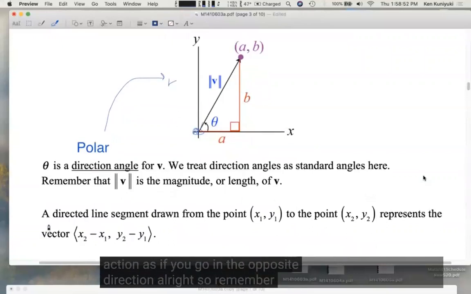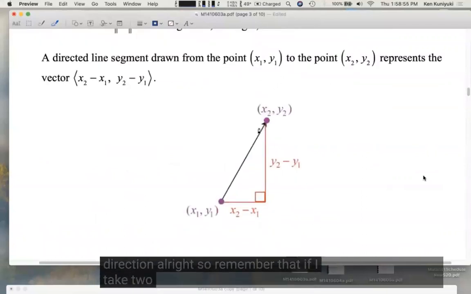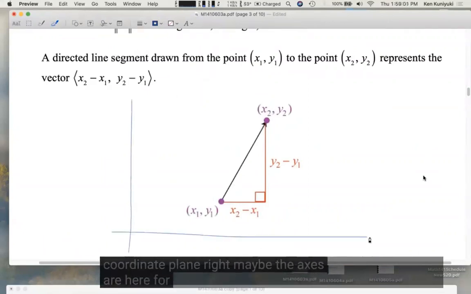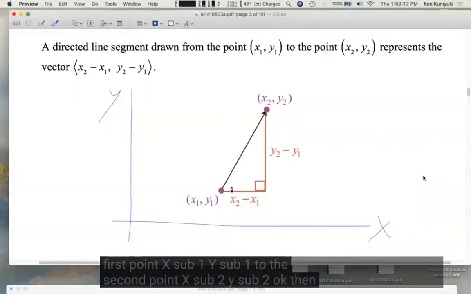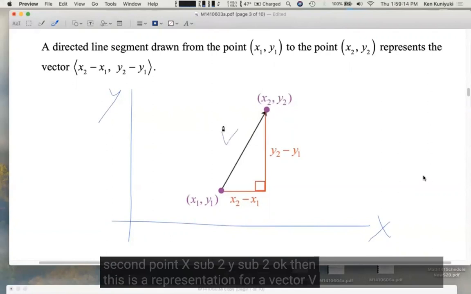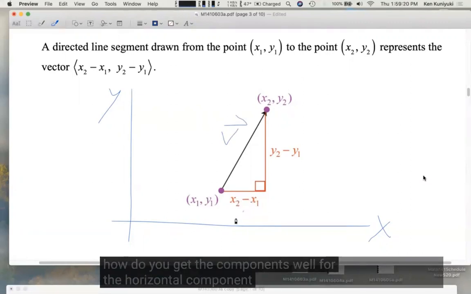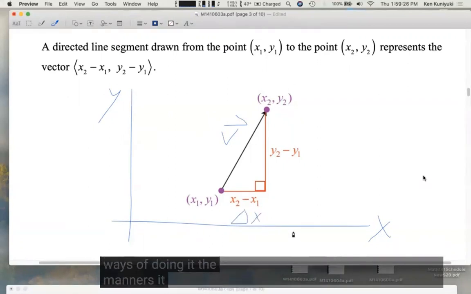All right, so remember that if I take two distinct points in the coordinate plane, right? Maybe the axes are here, for example. All right, so if I take a directed line segment from this first point, (x1, y1), to the second point, (x2, y2), then this is a representation for a vector, V. How do we get the components? Well, for the horizontal component, it's the change in x, and the order matters. Unlike for slope, where there are two different ways of doing it, the order matters. It has to be the new x-coordinate minus the old x-coordinate.